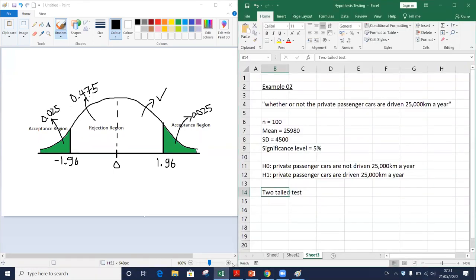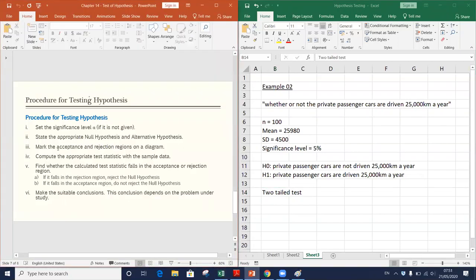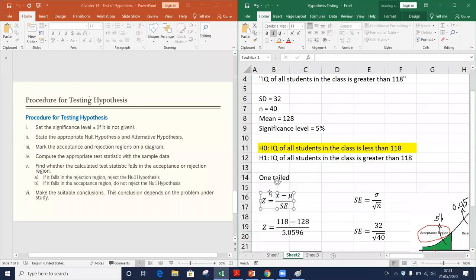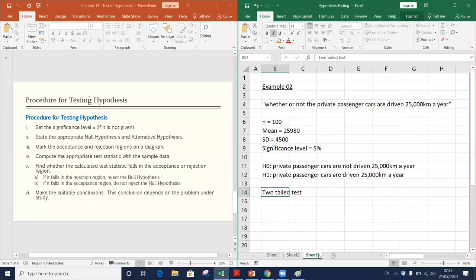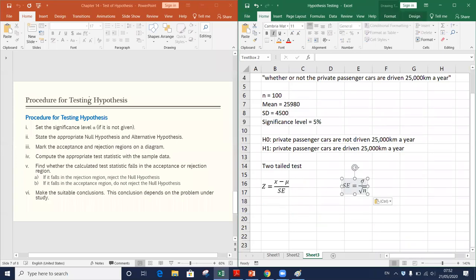Okay, then what we need to do? We have marked the acceptance and rejection regions and we know the respective Z values as well. Now we need to compute the appropriate test statistic. It means we need to calculate the Z value. In order to calculate the Z value, we should know the standard error of the mean. The standard deviation is given as 4500, divided by the square root of the sample size, which is given as 100.